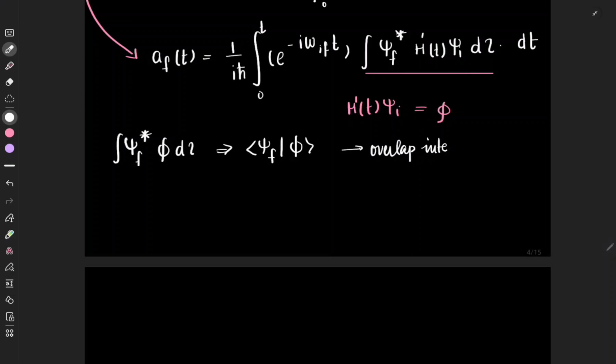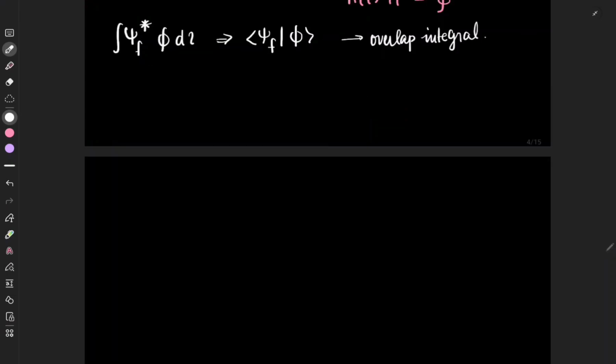And if the initial state is not projected onto the final state, then the integral will be 0. So this is actually the selection rule. It's nothing but bra f H dash of t ket i, that integral must not go to 0. This is the selection rule. That's it.